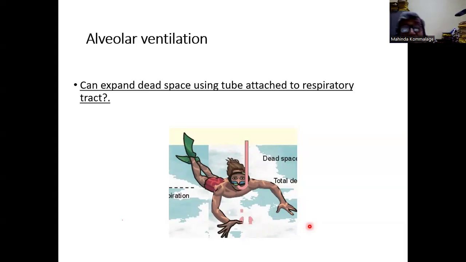Dead space will increase. Alveolar minute ventilation will reduce. So the size of the tube is very important. We cannot expand the size of the tube or the length of the tube because that will compromise alveolar minute ventilation. Right? So it's important in attaching this type of tube. So think about what happens to the alveolar minute ventilation when we attach this type of tube.